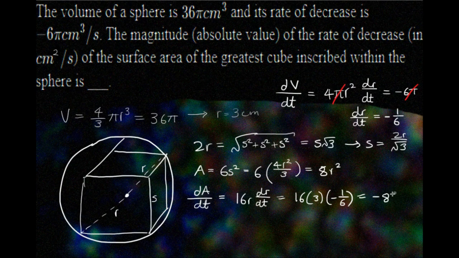And remember, we've still got units, centimeters squared per second. Luckily for us, we don't care about the units, since we're already given that here. And they're asking for the magnitude of the rate of decrease. So the magnitude of that is just going to be 8 because it's negative 8, so the absolute value is 8.